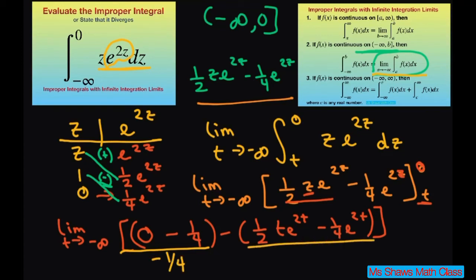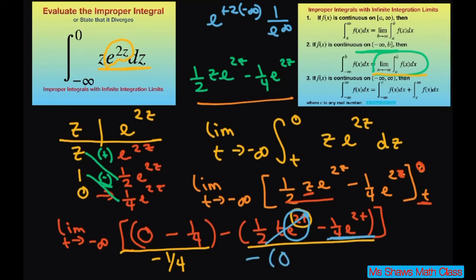For this part, when you plug in negative infinity, just remember e to negative 2 times negative infinity. When you're plugging in, well, that's positive 2. That's going to be 1 divided by e to the infinity. So basically, when you put this in the denominator, this is going to go to 0 because the denominator is going to grow faster than the numerator. So this is going to be minus 0.